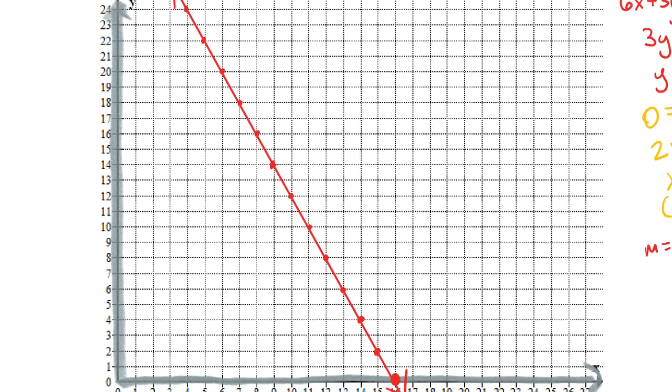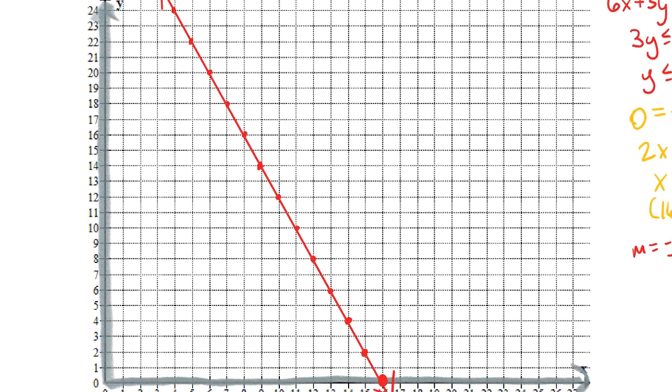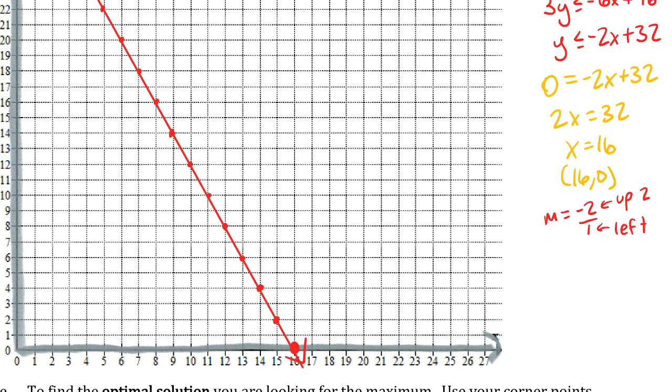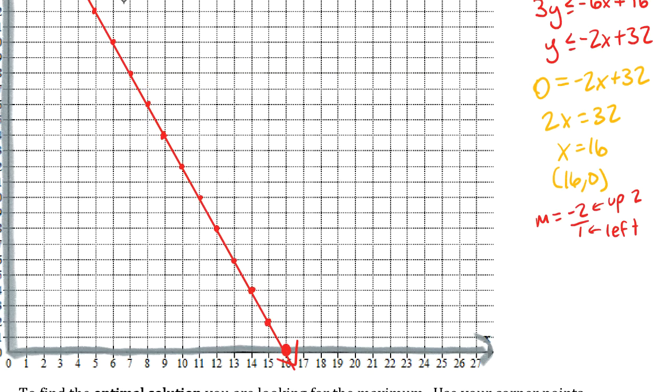All right, so we do have 2 more lines to graph though. So let's go ahead and get started on graphing those. Just down here, I'm going to do our next one, which was x plus y less than or equal to 18. If we subtract x from both sides, we get y is less than or equal to negative x plus 18.